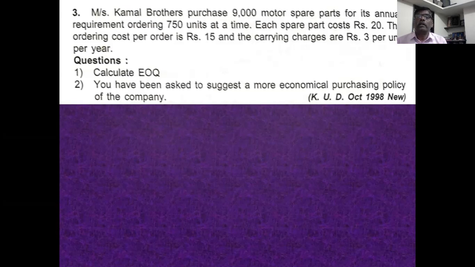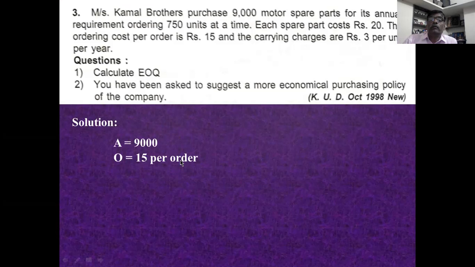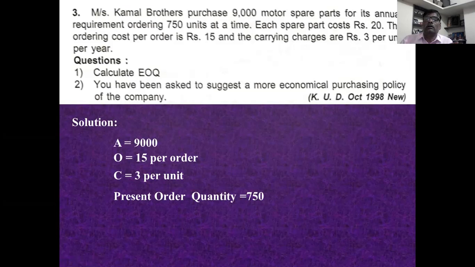Okay, so first we calculate economic order quantity. Solution. A means annual requirement is 9,000 motor spare parts. O means ordering cost is 15 rupees per order. Then C, carrying cost per unit is 3 rupees. It is clearly given. And presently they are ordering 750. Is this the economic order quantity or not? That is to be decided first. Then you calculate economic order quantity first.